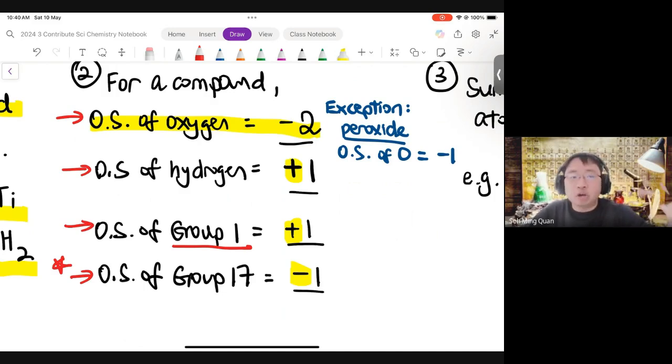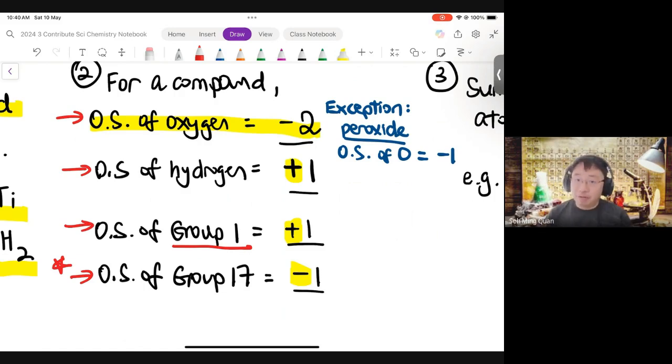All right. So the rules that will apply first are the oxygen and hydrogen rules. So it's good to learn them first. And whenever you are deducing oxidation states, generally speaking, we are going to look for oxygen, hydrogen, group 1 first. Okay.